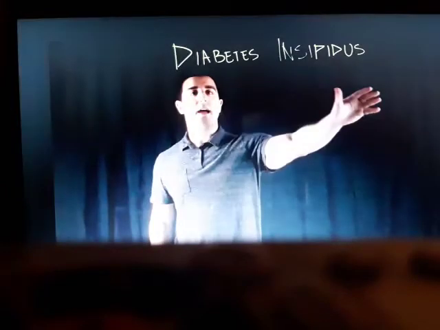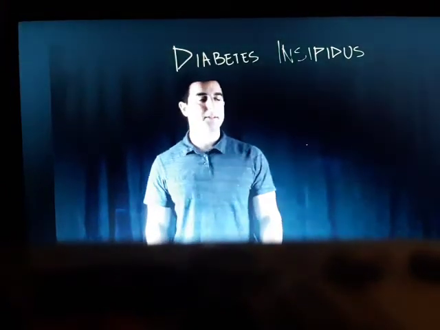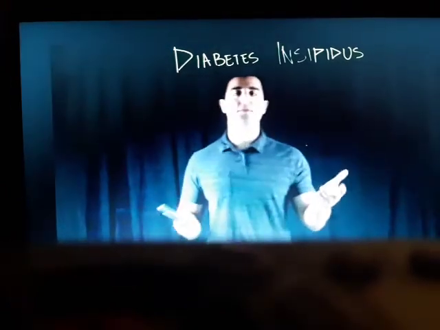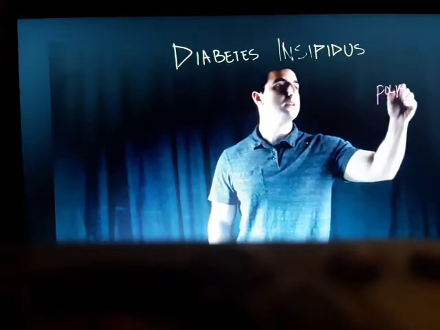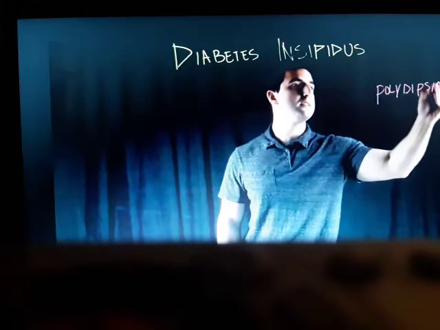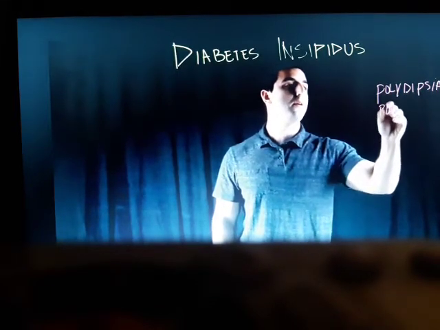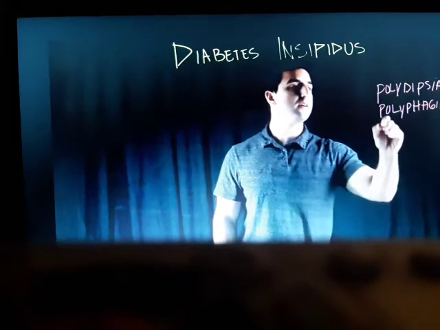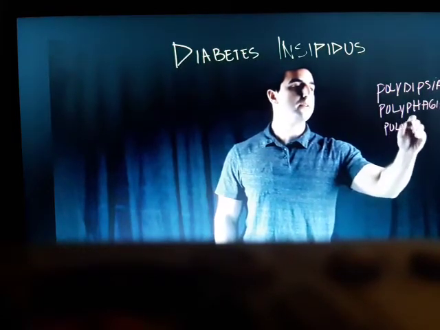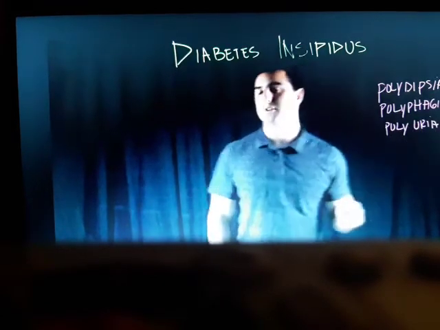So now we're going to look at diabetes insipidus. Just like before with diabetes, the common symptoms are polydipsia, which is excessive thirst, polyphagia, which is excessive hunger, and polyuria, excessive urination.